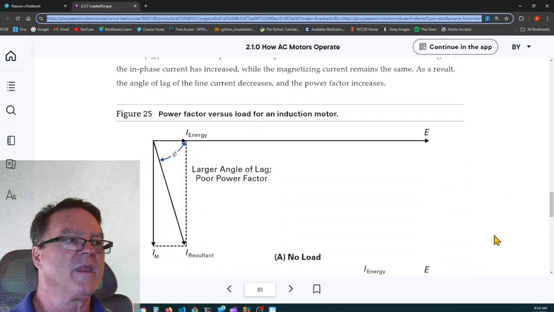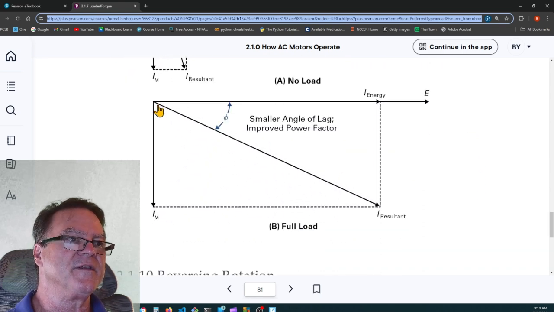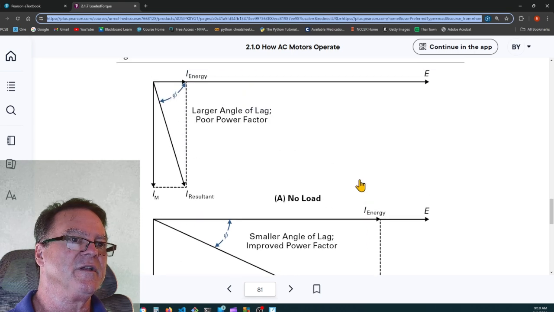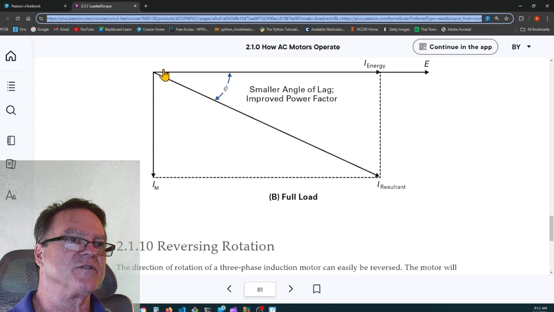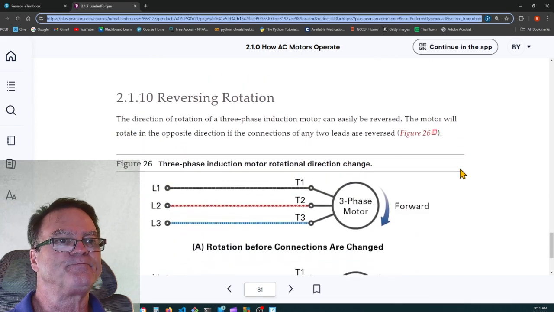So we end up with a better phase angle. This is under load. This is fully loaded. This is no load. So they're saying we have a big theta. We have a poor power factor. Here we have a better power factor because we're coming closer to unity. We're coming to where everything is resistive and we have true power.